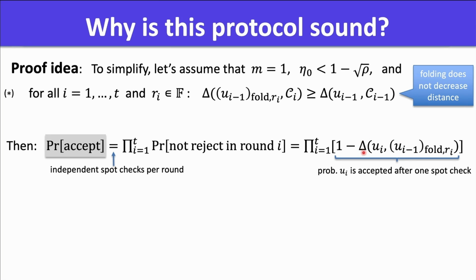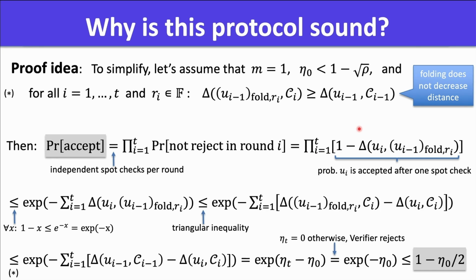This is why Hamming distance plays such an important role here, because the Hamming distance really measures the likelihood that a spot check will detect a cheating prover. Once we establish this fact, the rest of the proof is just some algebraic manipulations that I wrote here, but I'm going to leave to you. I'll just mention that this inequality here that everything hinges on is used in one transition in the proof. And then finally at the end, the probability that the verifier accepts is at most 1 minus η0 over 2.